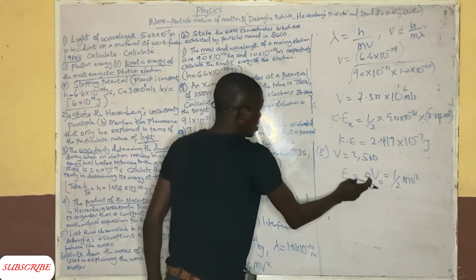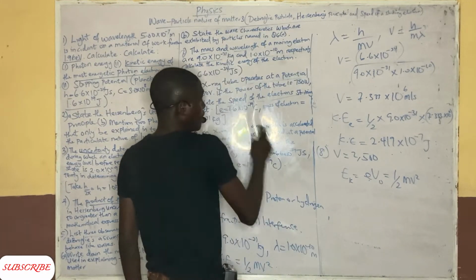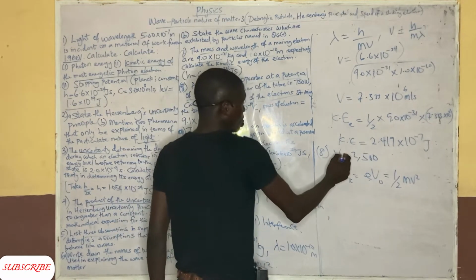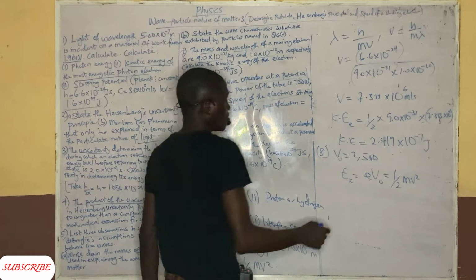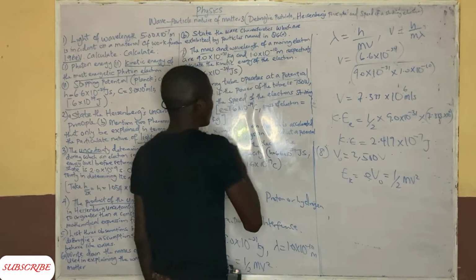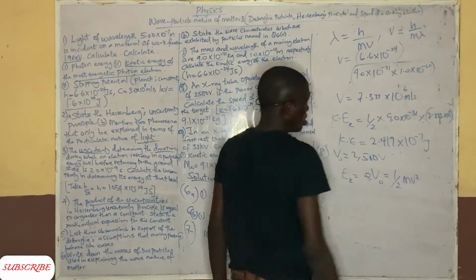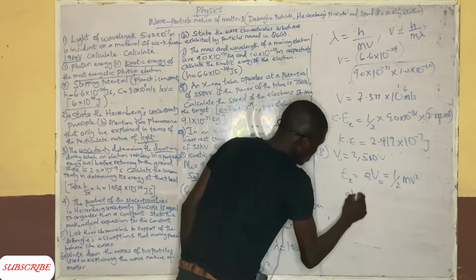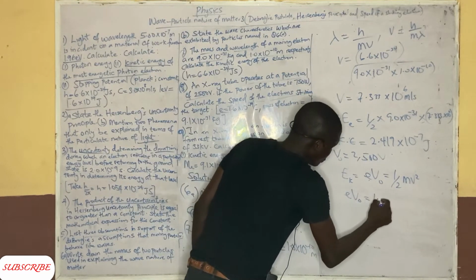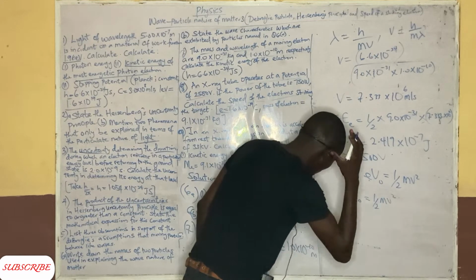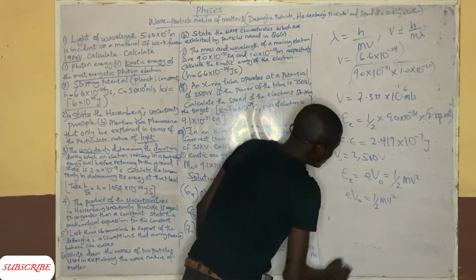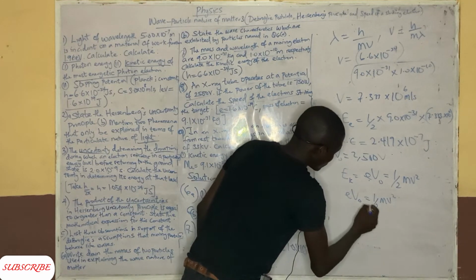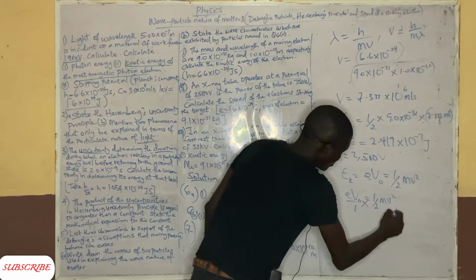We have the electron charge, which is 1.6, and our stopping potential, V naught here, which is 2500 volts. Then we are given the mass, so that easily lets us make v squared the subject of the formula. So in eV naught, you want to have mv squared. If you make this the subject of the formula, you just cross multiply here. Cross multiply here, we have what?